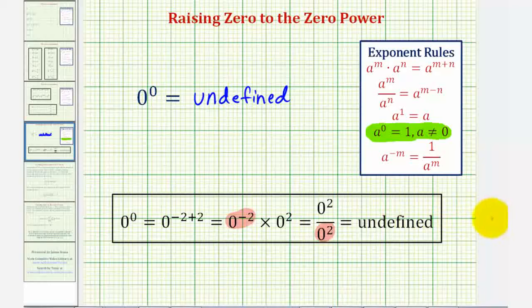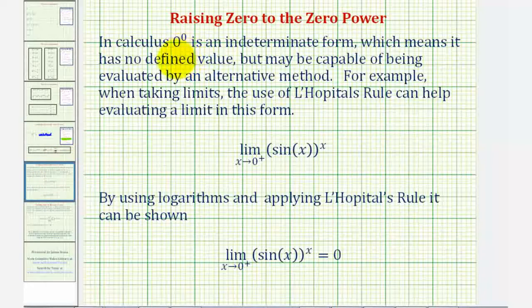But unfortunately, this is not the only interpretation of 0 to the power of 0. For example, in calculus, 0 to the power of 0 is an indeterminate form, which means it has no defined value but may be capable of being evaluated by an alternative method. For example, when taking limits in calculus, the use of L'Hopital's rule can help evaluate a limit in the form of 0 to the power of 0.